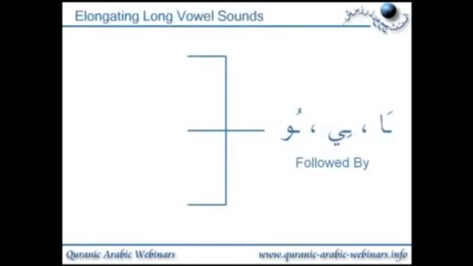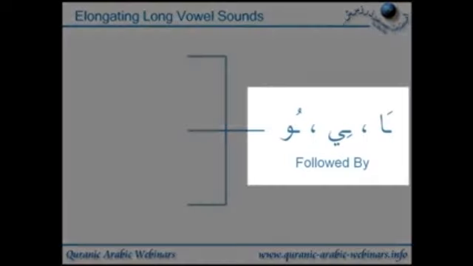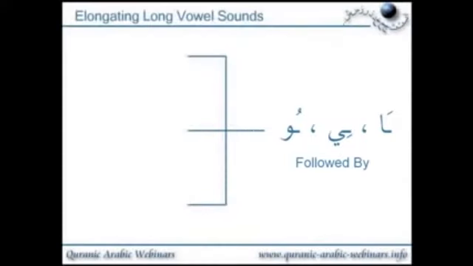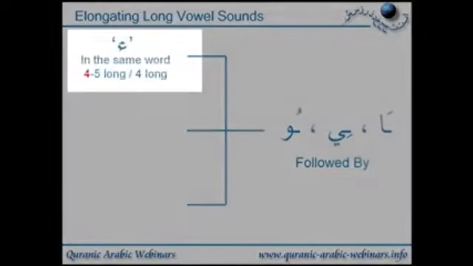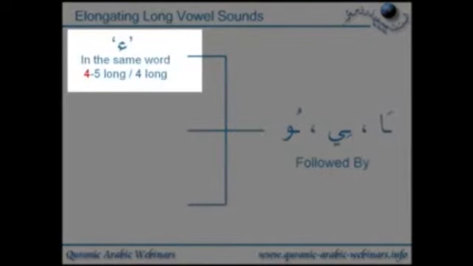Now we're going to look at elongation of the long vowel sounds. So we learned in previous lessons about these long vowel sounds. So we've got the Fatha Alif, the Kasra Ya, and the Dhamma Waw. Now if they are followed by certain things, they're going to be stretched in their lengths of pronunciation. So the first one is if you have one of these long vowel sounds, which are normally 2 long, and it's followed by a Hamza in the same word, then it's going to be stretched. Now, the lengths for which these are stretched will vary depending which book you look at, who you learn from.